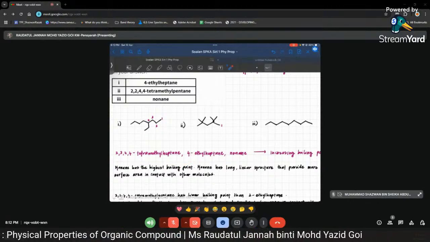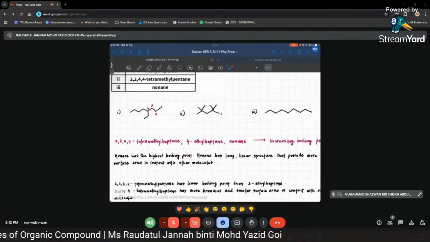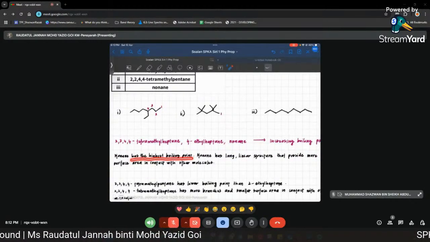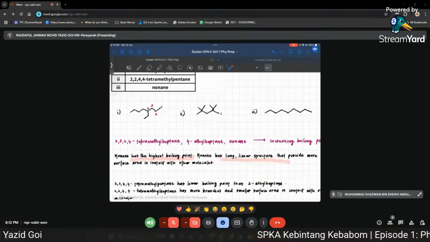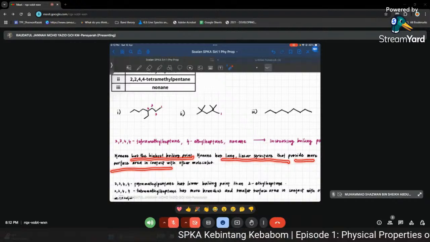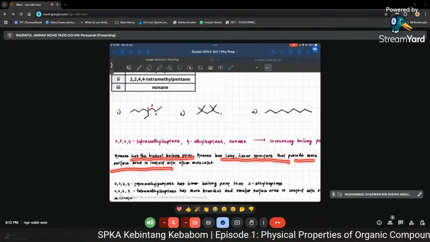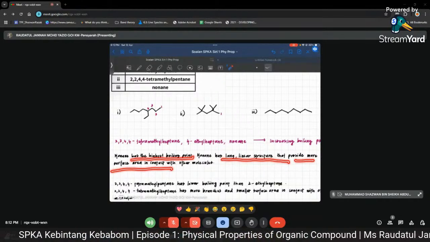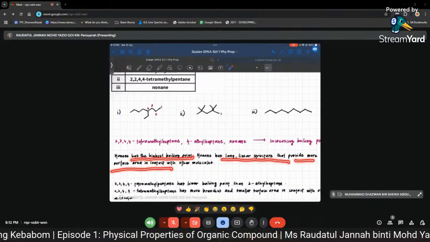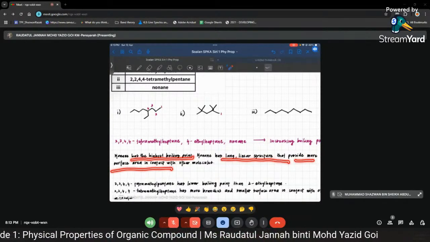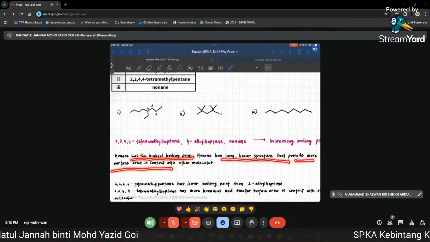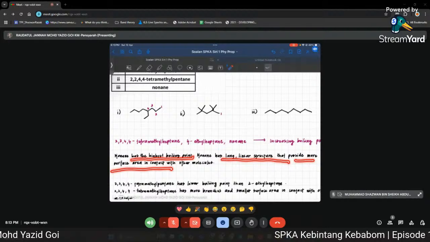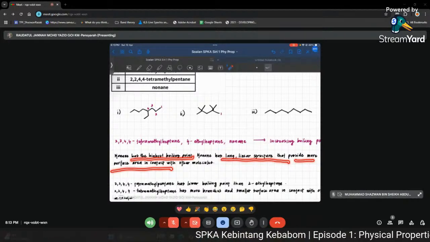Okay, so for this, you can say that nonane has the highest boiling point due to its structure, which is the long linear structure that can provide more surface area in contact with another molecule. And macam yang kita dah go through tadi, so kalau you ada more surface area in contact with another molecule, you can actually imagine you have more intermolecular forces that exist between those molecules. So more intermolecular forces means stronger intermolecular forces.